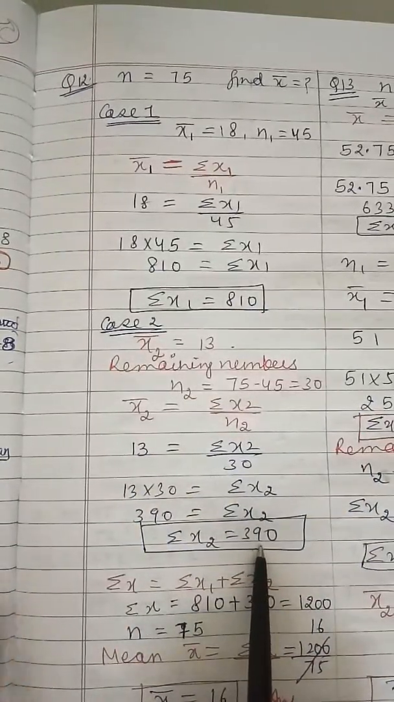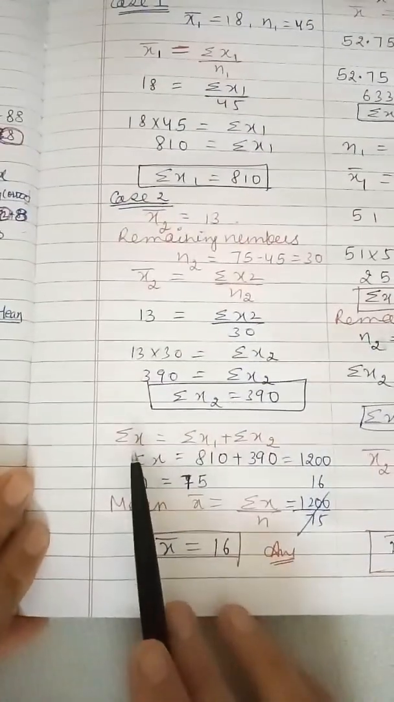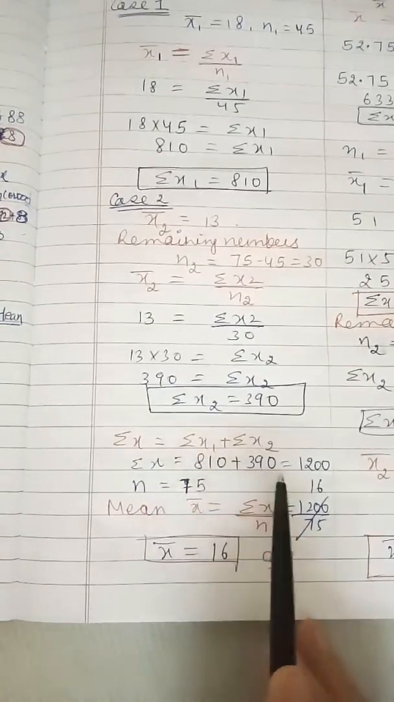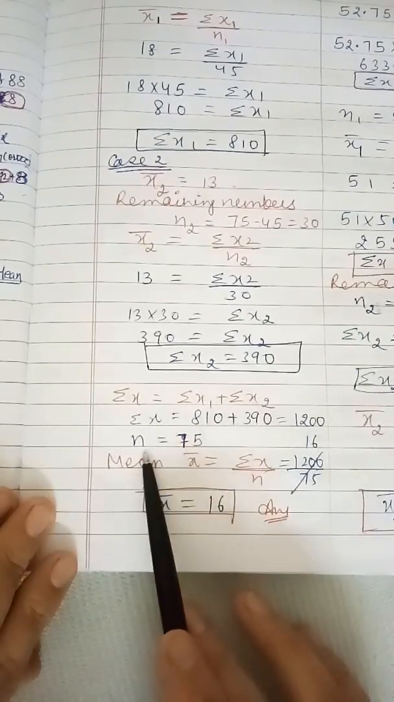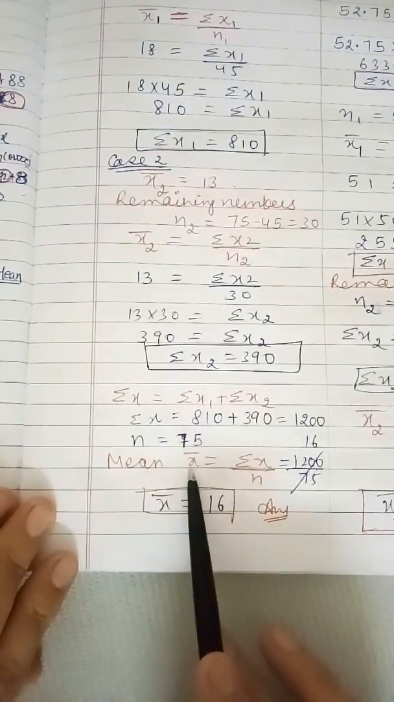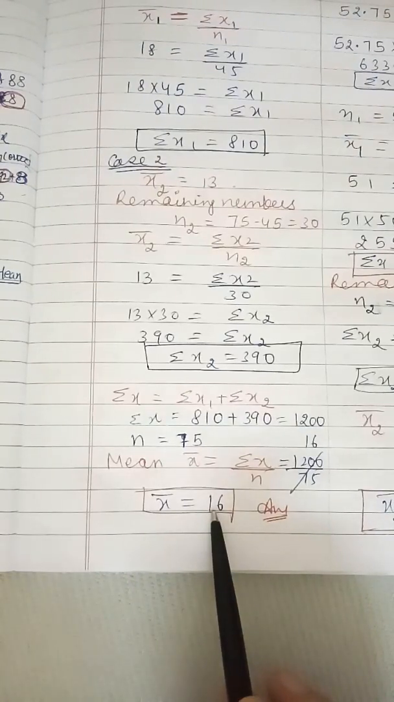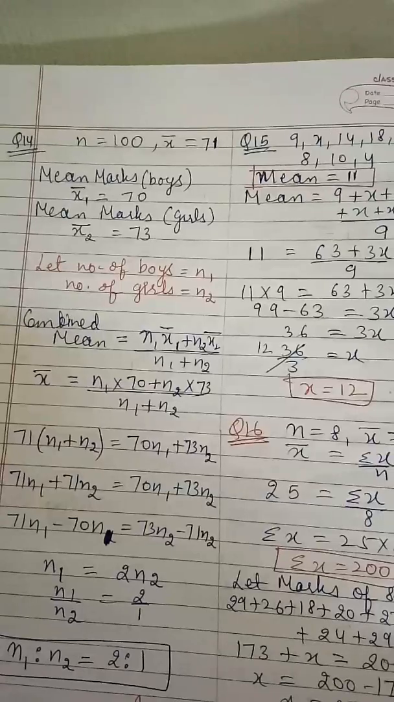Now in the question they ask you what is the mean of 75 numbers. So it means we will find summation x. What is summation x? Summation x1 plus summation x2. We will add it. So it is 1200. So n is given as 75. So what is the mean? Summation x upon n. We will divide them, and in the end we are getting mean equal to 16.